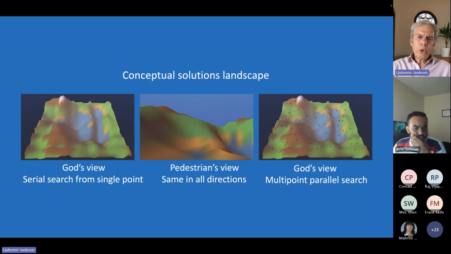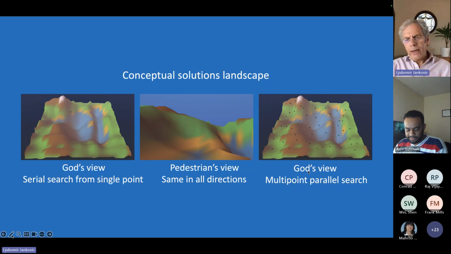Here is a conceptual solution landscape where every point in this landscape represents a design recipe for negative operational emissions. If we look at God's view, as I call it, and start a serial search for the optimum solution from this point, then look what happens if we take the pedestrian's view. The landscape looks the same in all directions, and we don't know where to go, and we are never going to find an optimal solution.